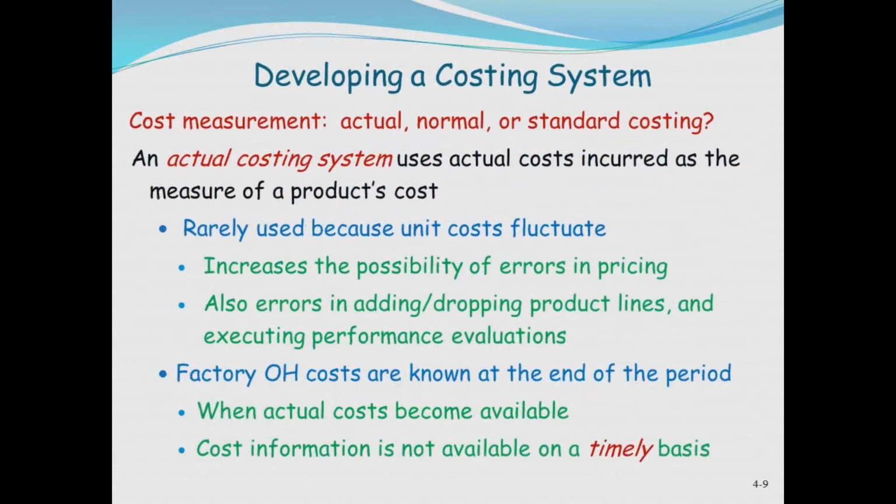The second question is cost measurement. Actual, normal, or standard. Actual, that's rarely used because it's not timely. So for actual costing, you use the actual cost of your direct materials, the actual cost of your direct labor, and the actual cost of your overhead. When do you get the actual cost of your overhead? After it's done. It's late. It's too late to really do anything about it.